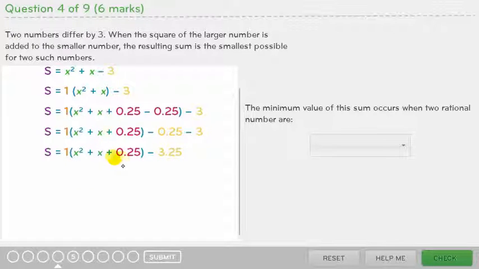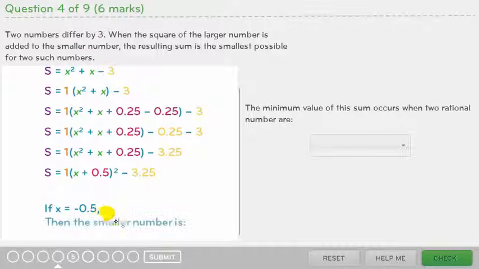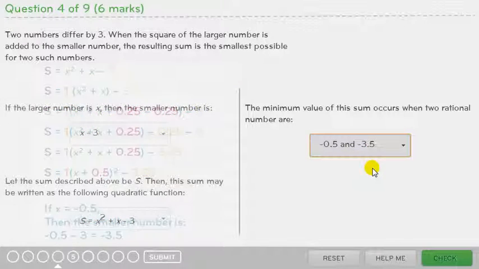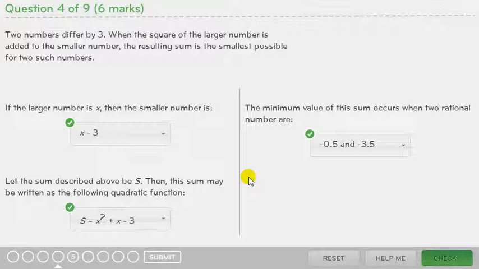x squared plus x plus 0.25 is the same as having x plus 0.5 all squared. And so what this tells you is that our minimum is going to be negative 3.25, and that's going to happen when x is equal to negative 0.5. And since we know that x is equal to negative 0.5, which is one of our two numbers, and we know the other number is 3 less than that, then the smaller number must be that number minus 3, or negative 3.5. As a result, our two solutions are negative 0.5 and negative 3.5. Finally, let's check our solution, and we are correct.